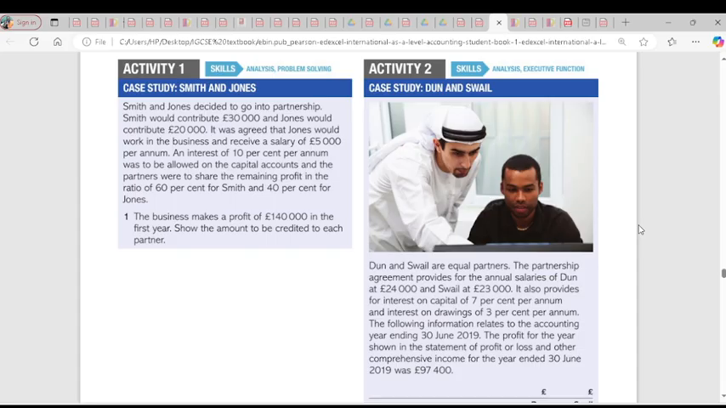Is it clear? So this is the profit that has to be shared between Jones and Smith. From the 130,000, Jones is expected to get 40%, and Smith is expected to get 60%. So 60% of 130,000 is 78,000. 40% of 130,000 is 52,000. So that is activity 1. Done. So when you add them together, you still have your 130,000. Activity 1 done. So we go to activity 5.